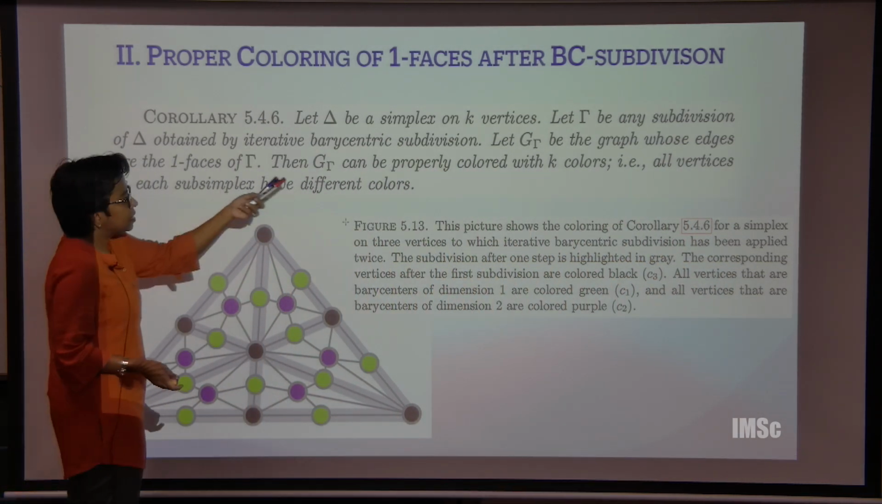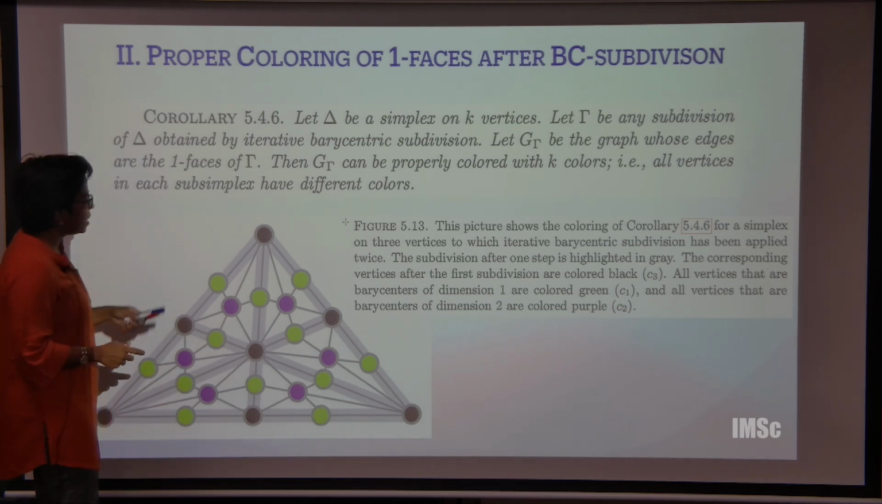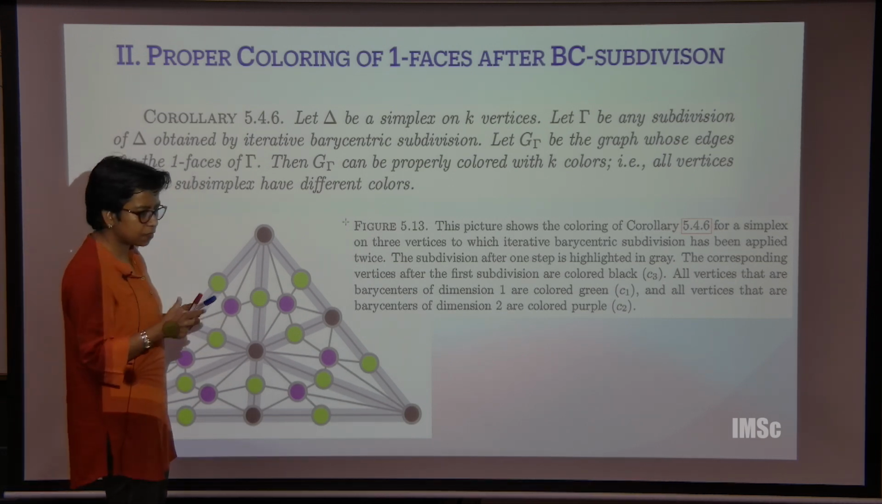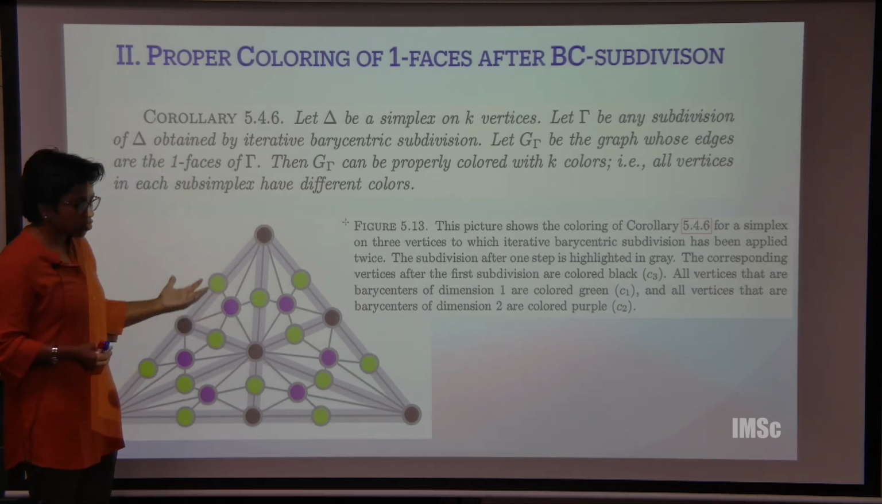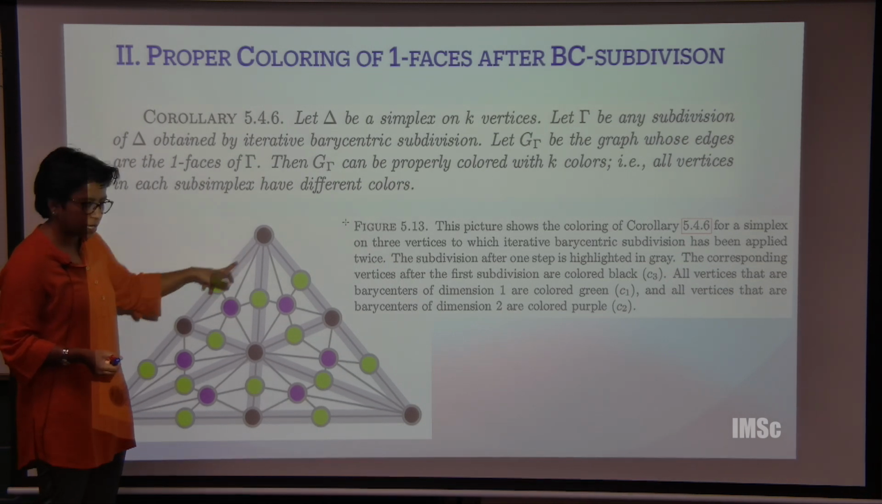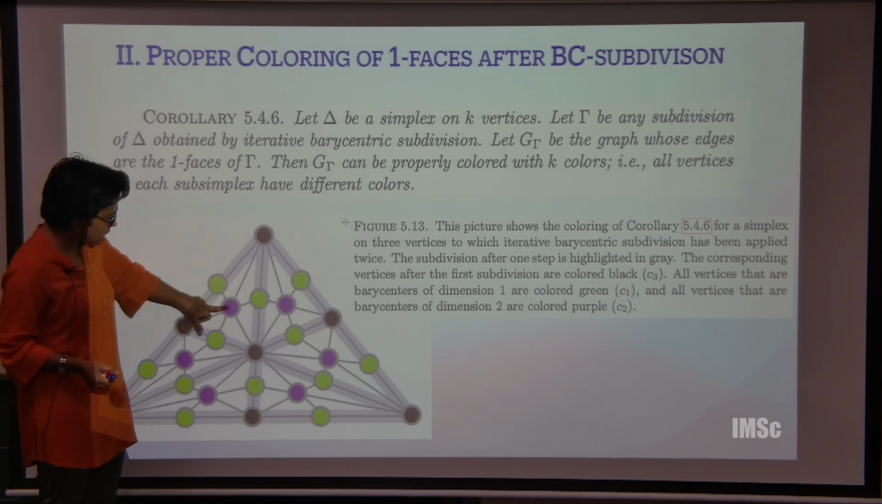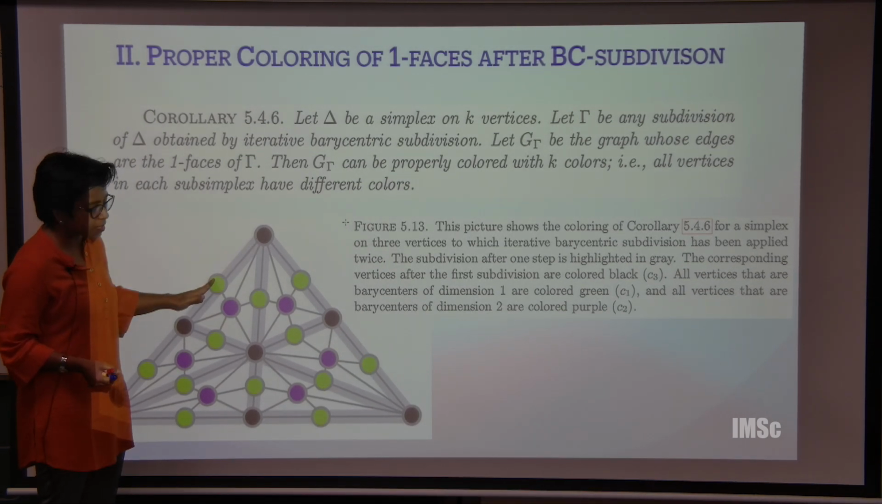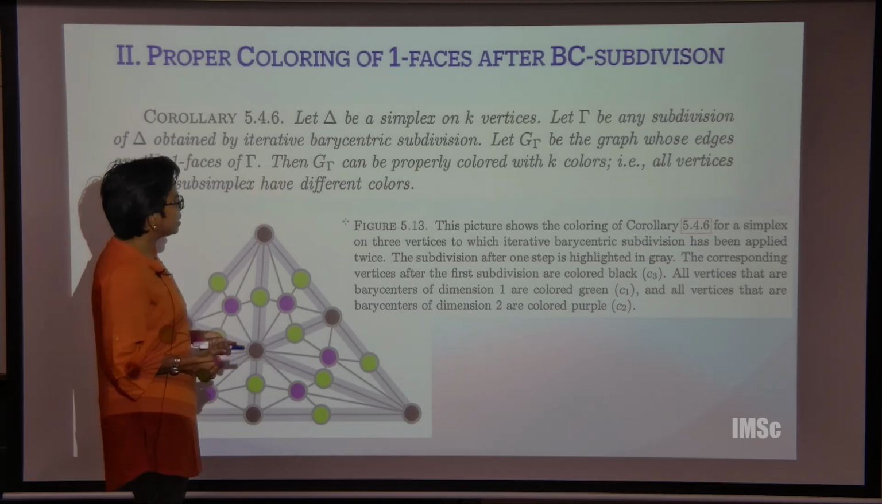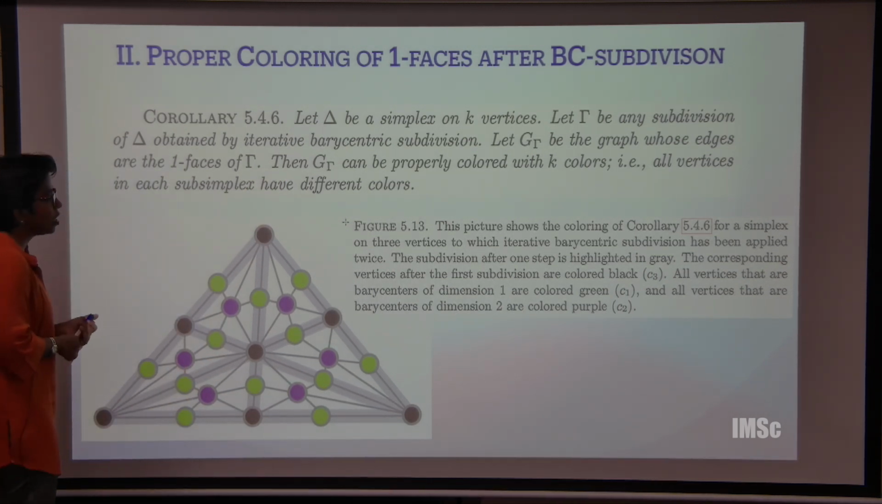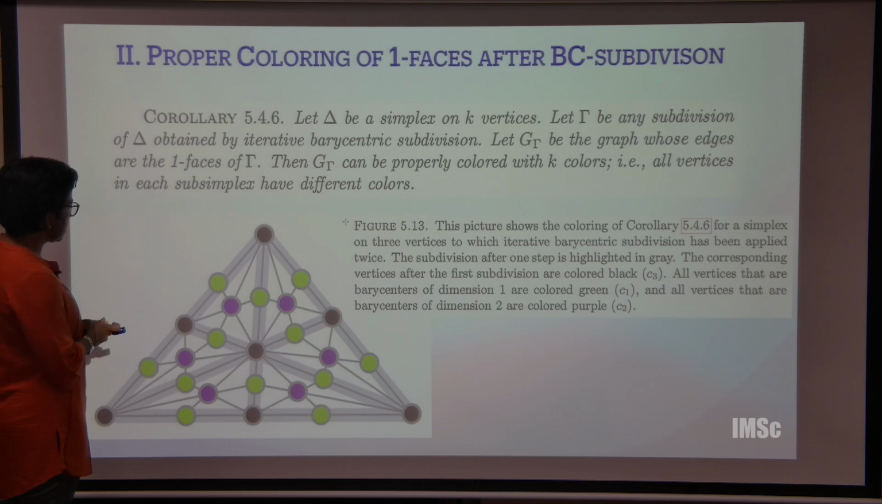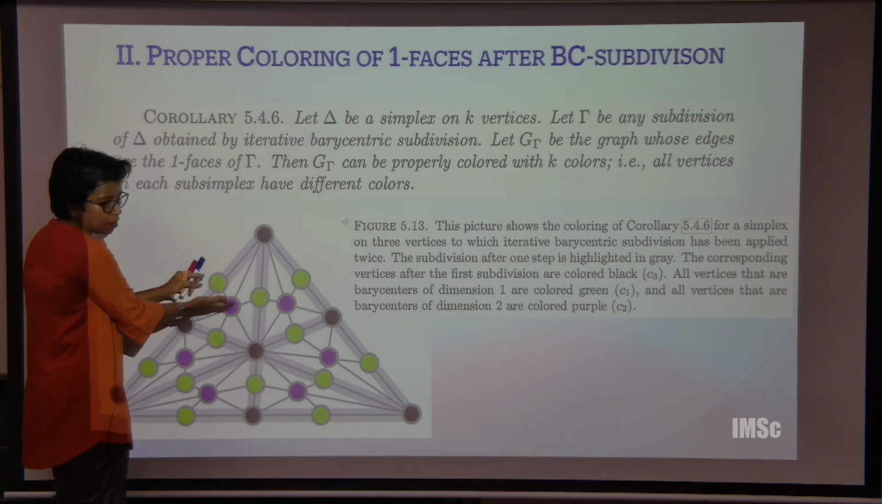Now G delta, or G gamma, will be the graph whose edges are the one faces of this. So the one faces in a triangle, the one face has to be an edge, correct. So each of these are triangles, so we are talking about the one faces. Now we are defining this graph G of gamma, whose edges are the faces of this. So literally you can see the graph here itself.